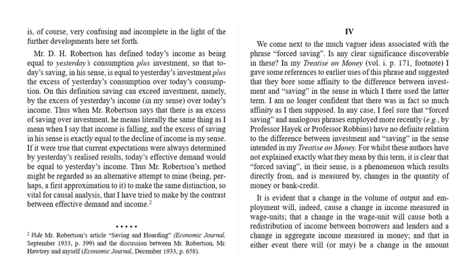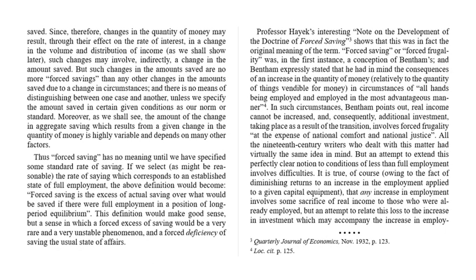It is evident that a change in the volume of output and employment will, indeed, cause a change in income measured in wage units, that a change in the wage unit will cause both a redistribution of income between borrowers and lenders, and a change in aggregate income measured in money, and that in either event there will, or may, be a change in the amount saved. Since, therefore, changes in the quantity of money may result, through their effect on the rate of interest, in a change in the volume and distribution of income, as we shall show later, such changes may involve, indirectly, a change in the amount saved.